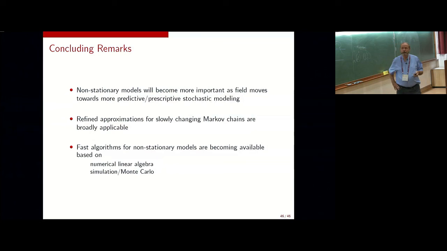All right, so what I hope I've convinced you of today is that non-stationary models are important, and I think they're going to get more and more important as we go forwards in time. We do have some interesting refined approximations available for slowly changing Markov chains. These are broadly applicable approximations, at least for Markov systems that exhibit stability. There are also opportunities for developing interesting numerical algorithms for these non-stationary models. For pretty much all of the numerics we think about applying to stationary Markov processes, there are corresponding interesting numerical questions to be answered and algorithmic designs to be considered in the world of non-stationary Markov models. So that's what I wanted to say. Thank you.